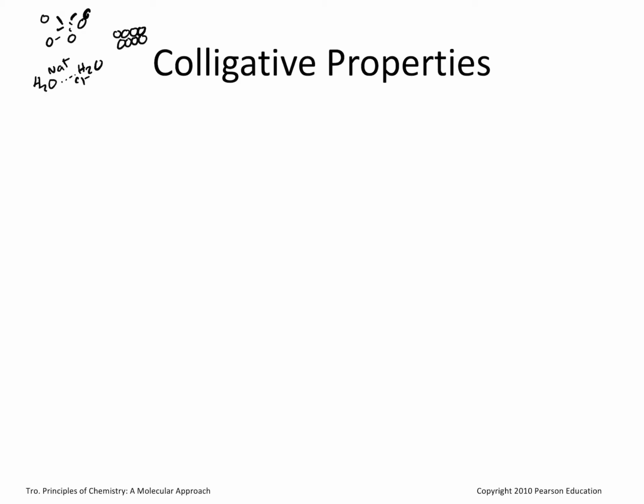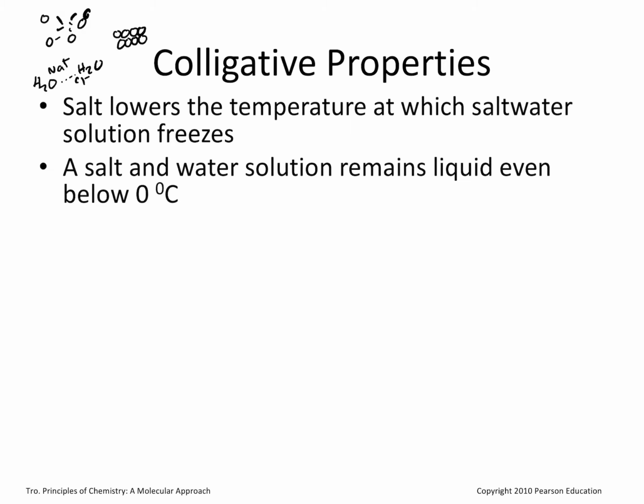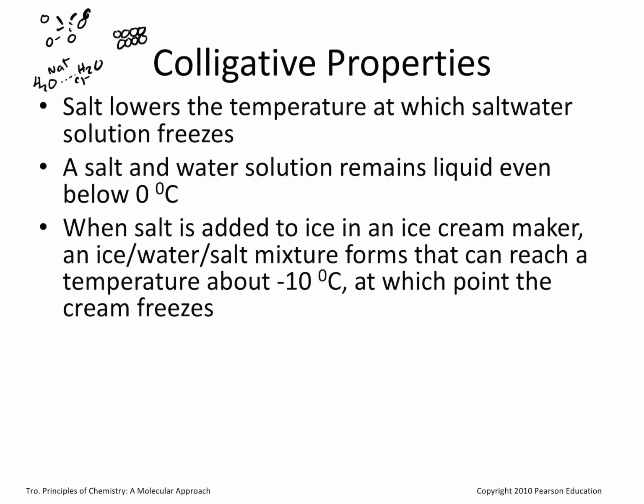because when you're going from a liquid to a solid, right, the particles want to get closer and closer together so they can form that really tight, highly attracted structure. So when you're dissolving a salt, those ions are interfering with the solution coming together. Thus, salt lowers the temperature at which saltwater solution can freeze. A saltwater solution remains liquid even below 0 degrees Celsius.